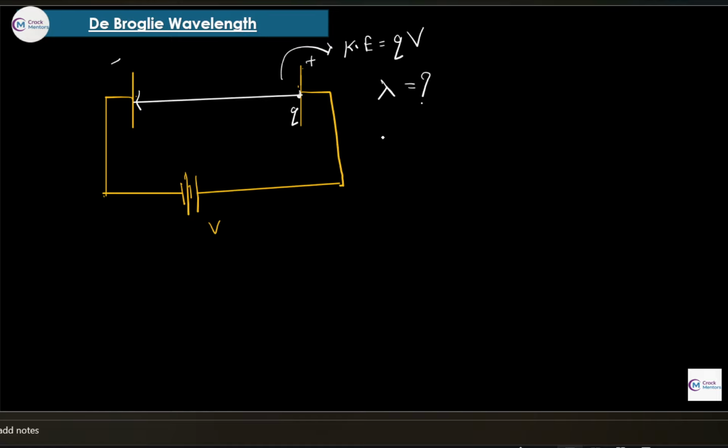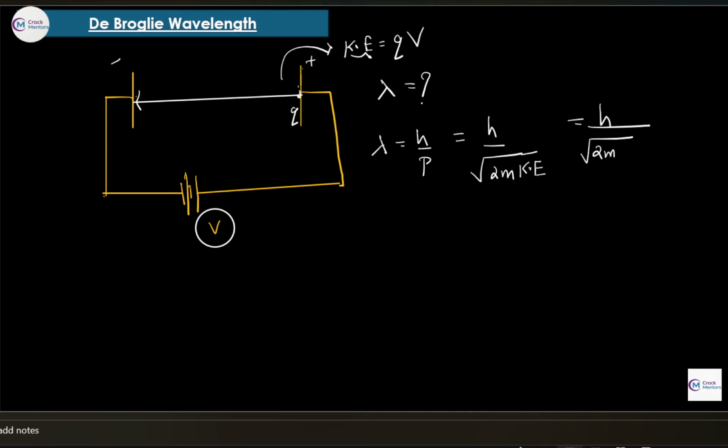Then it is very simple. Lambda is equal to h upon p, and p can be written as under root 2 m K E. Of course, the voltage of the battery must be mentioned, and the value of the charge must be mentioned also. Then you can solve it. Otherwise, how are you going to determine it?